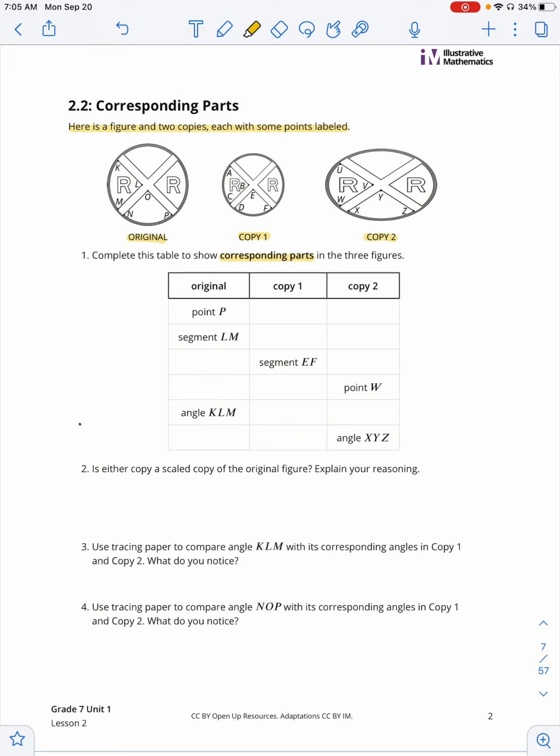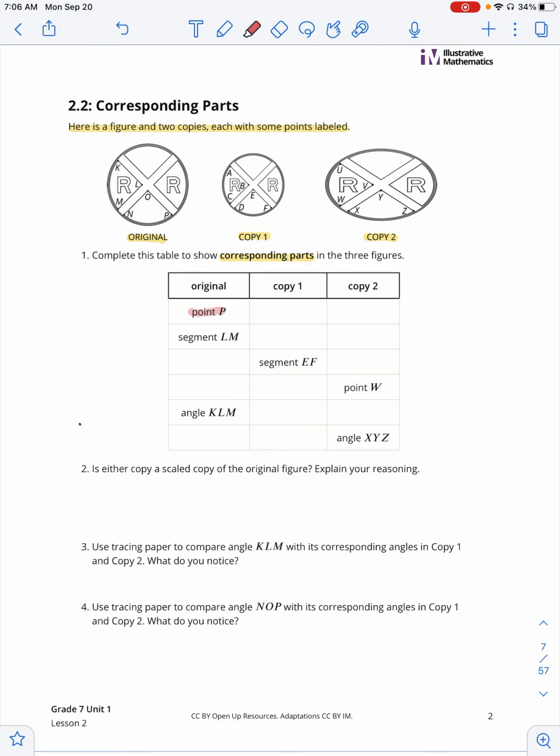So note that today's learning target is for us to be able to identify those corresponding parts and use them to determine whether or not 2 copies are in fact scaled copies. A corresponding part is the part of the figure that is in the same place in the copy. So let's take a look at an example.